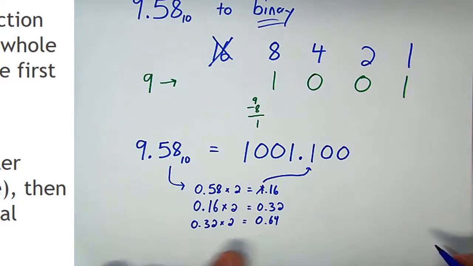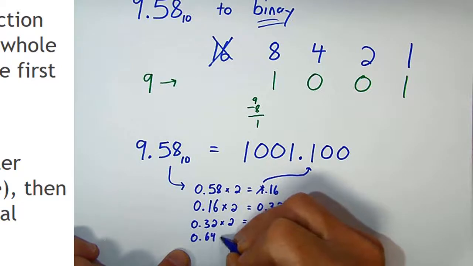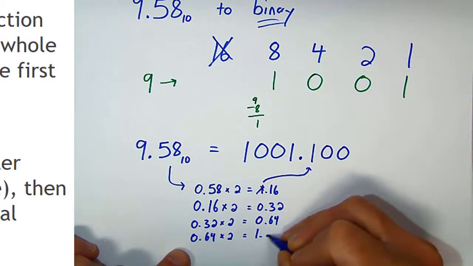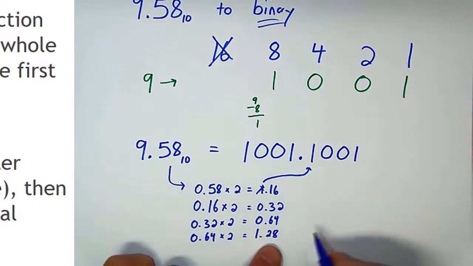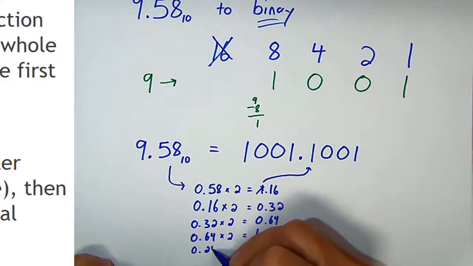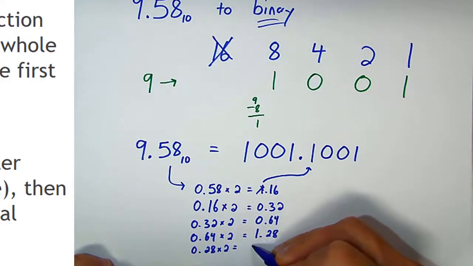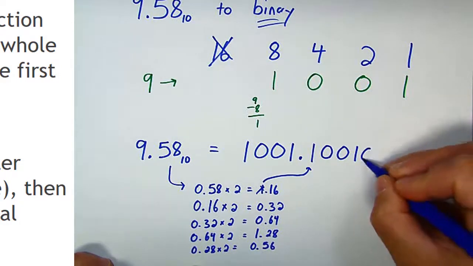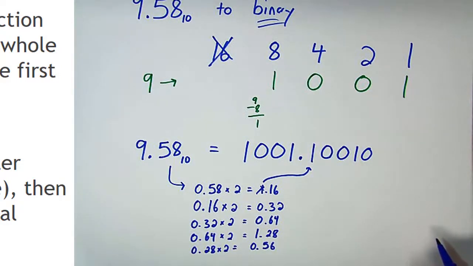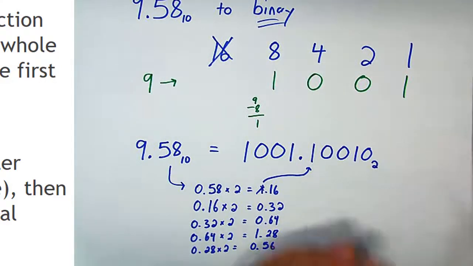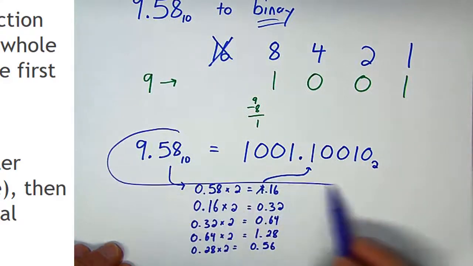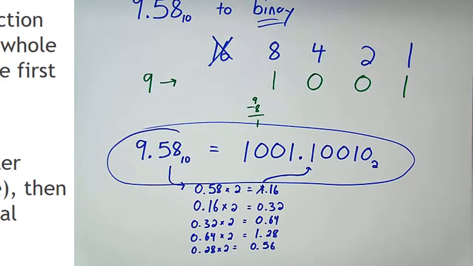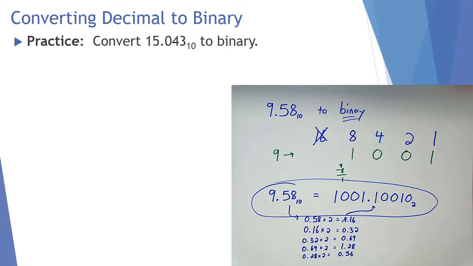And now we're going to take the 0.64 times 2, and we get 1.28. So there's a 1 this time, so we're going to keep that. But here again, now we lose it when we multiply, so we're just going to take 0.28 times 2, and we get 0.56. That's another 0. And we could continue this as long as we want. But we can quit there. We usually go about 5 places to the right of the decimal. If it doesn't end by then, we just quit. And 9.58 base 10 is 1001.10010 base 2.